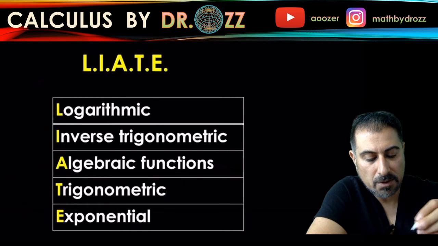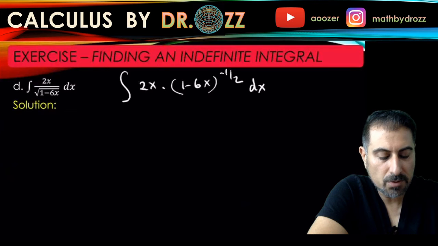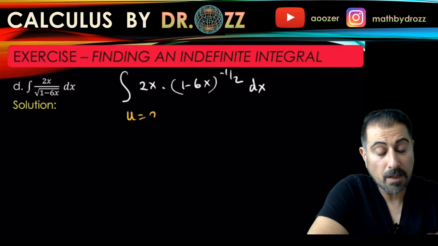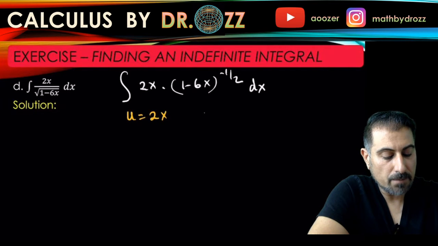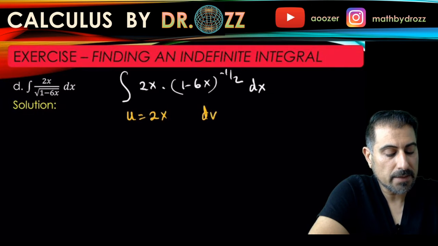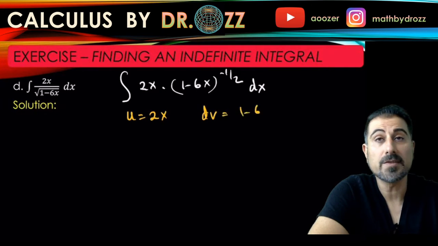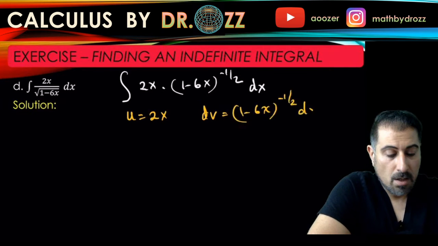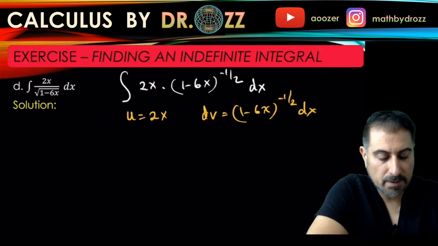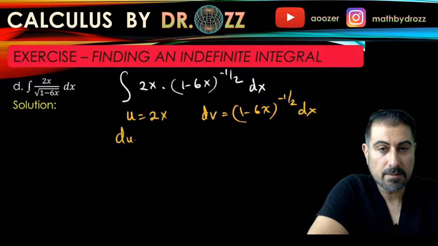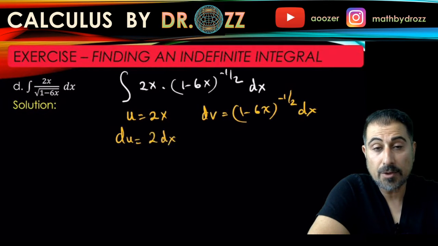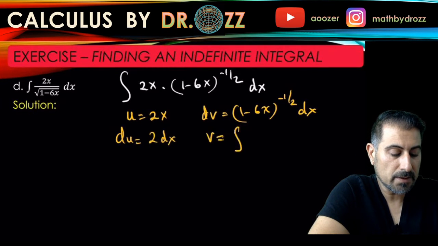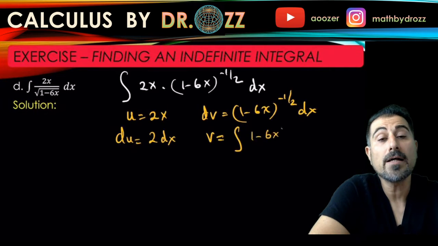So that allows me to call u to be 2x, since polynomial comes before in the acronym, or algebraic in that regard. dv equals (1 minus 6x) to the power of negative 1/2 dx. Okay? So du is the derivative of 2x times dx, which is 2 dx, right? And v is the integral, or antiderivative, of (1 minus 6x) to the power of negative 1/2.